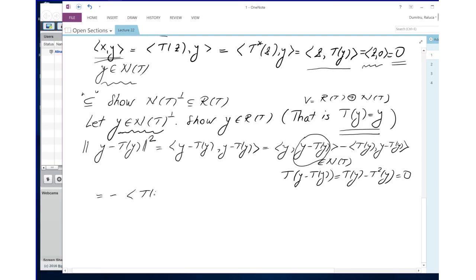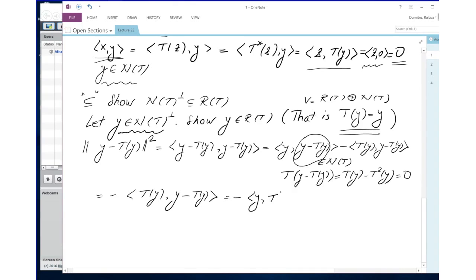So we end up with the negative inner product between T of y and y minus T of y. The first one is 0. It was a difference of two inner products. We proved that the first one was 0. So now we're looking at the second one.